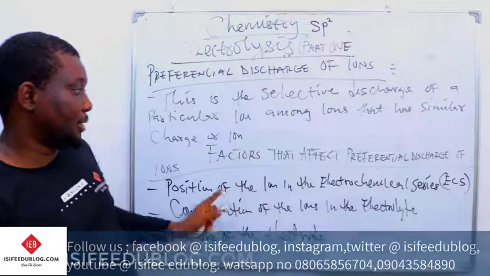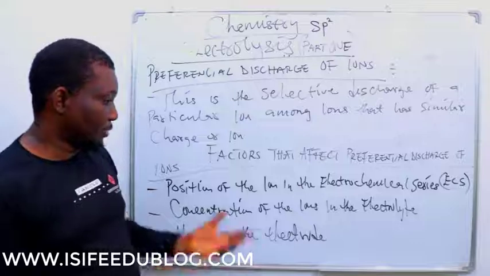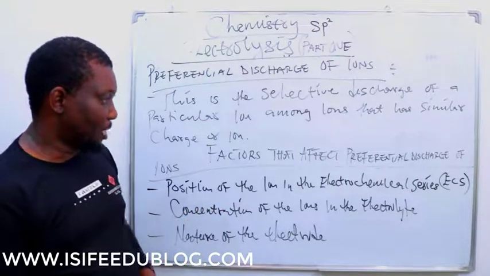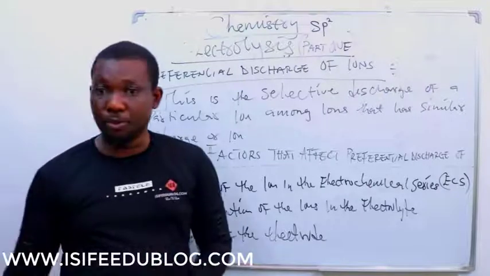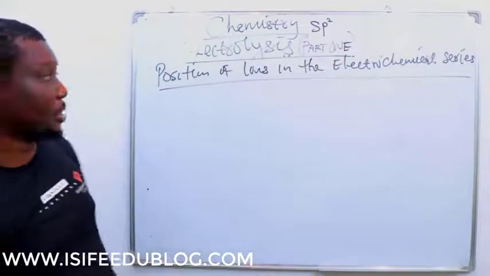We would like to take these factors one after the other and then solve them with examples. So what are the factors affecting preferential discharge of ions? I'm going to start with the position of the ions in the electrochemical series.